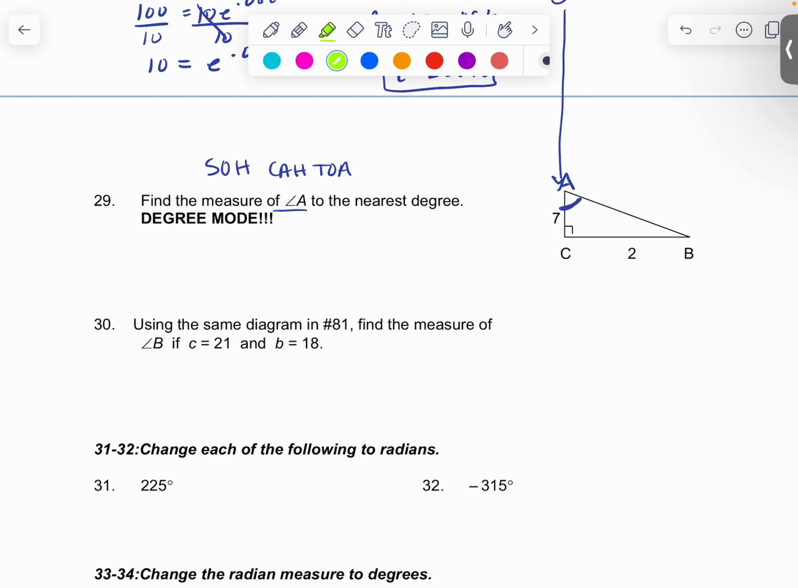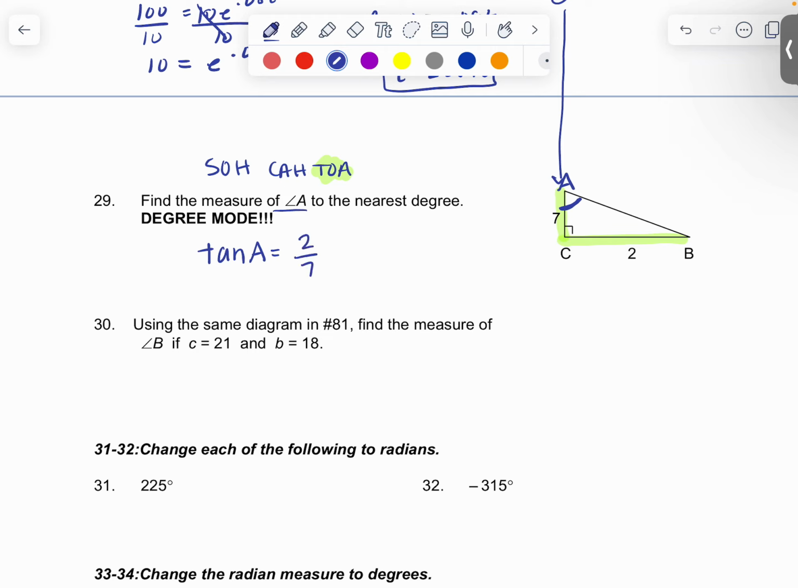And what they gave me is the opposite side and the adjacent side. So remember, opposite and adjacent is TOA, right? That's your tangent function. So how do I set this up? I'm going to go tangent of the angle that I'm looking for equals opposite over adjacent.